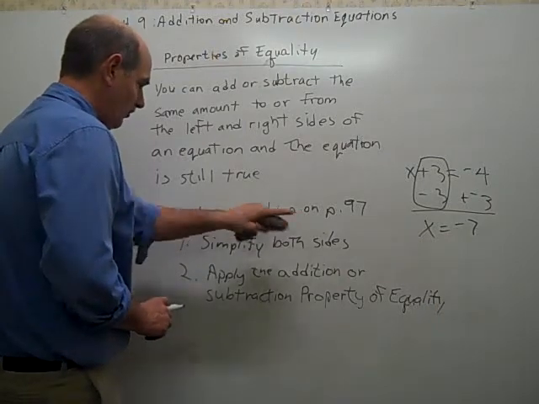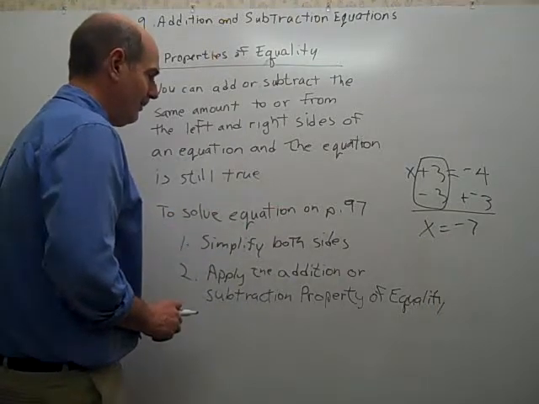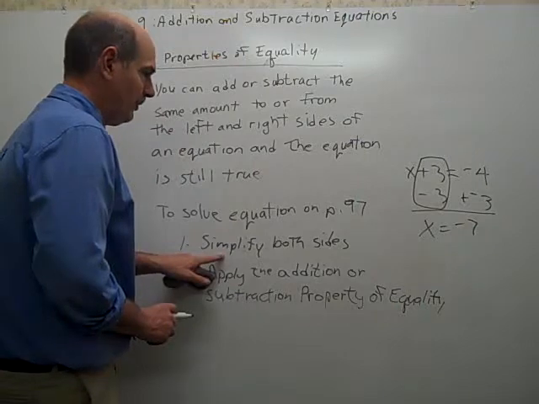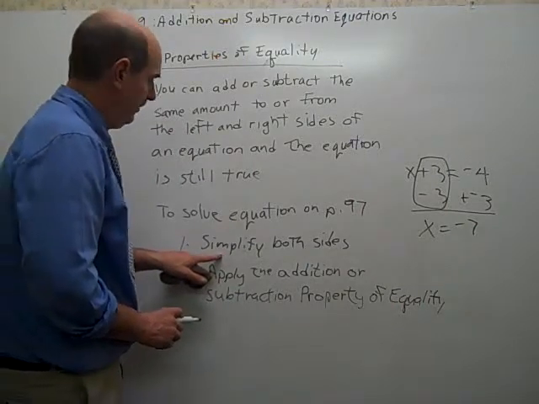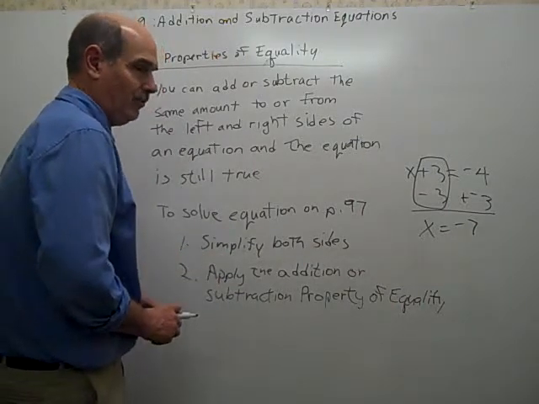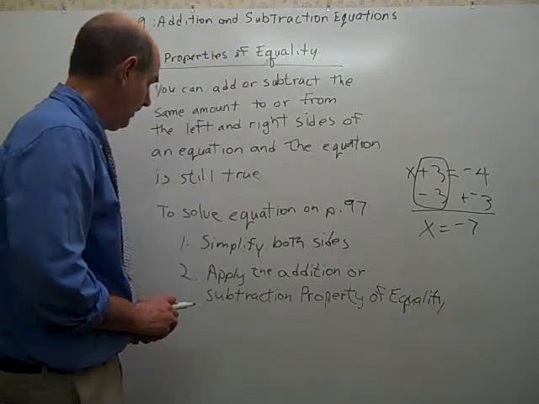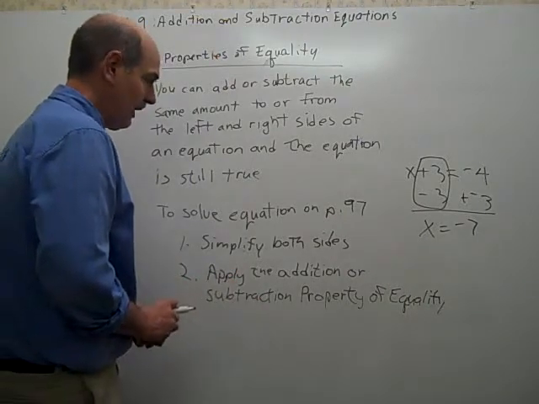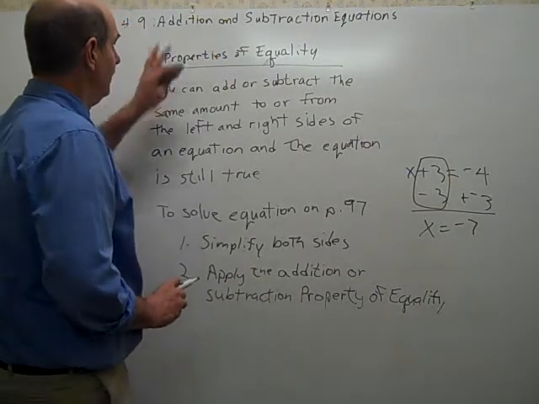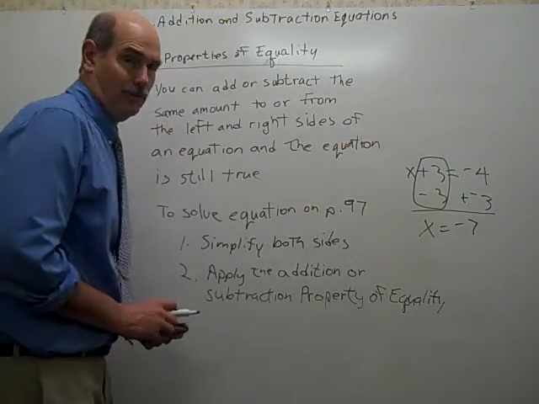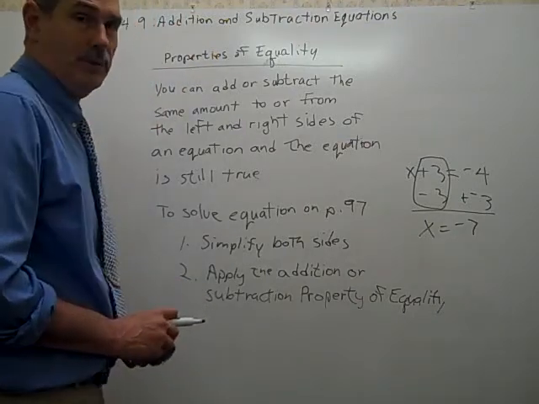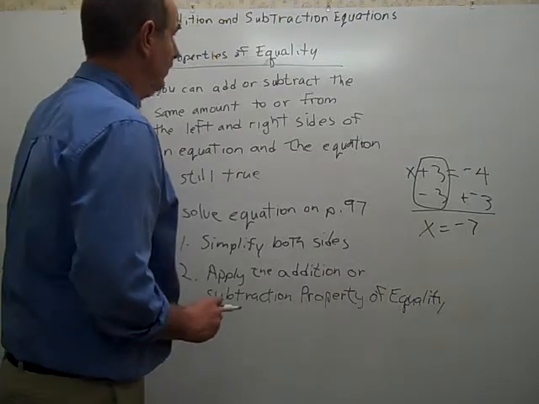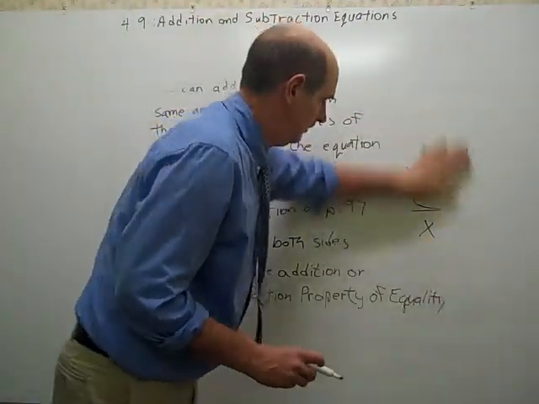So the basic strategy is going to be to solve the equations that you'll have on page 97, simplify both sides. If they're not already simplified, then simplify them, do all of the addition, subtraction, multiplication, division that you can do. Then you apply either the addition or subtraction property of equality. Because everything in this lesson will be add and subtract. When we do 4.10, it'll be focusing on multiplication and division. So let's take a look at a couple examples.